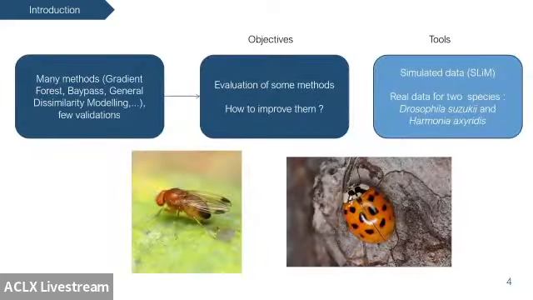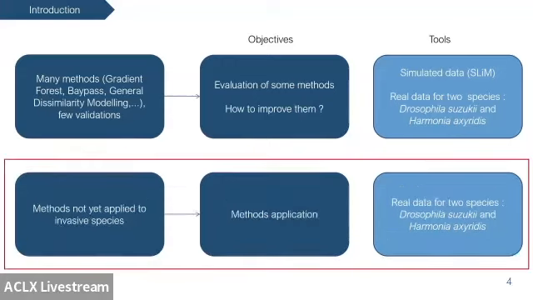But it's not that simple because, first of all, many methods can be used to compute genomic offsets, and these methods have been very little validated in the literature. So one main objective of my PhD is to evaluate some of these methods and try to improve them if possible by using simulated data and also real data from natural populations and laboratory populations for two invasive insect species, which are Drosophila suzukii and Harmonia axyridis. And the second objective of my PhD is to apply those methods to invasive species because, for now, to our knowledge, it has not yet been done.